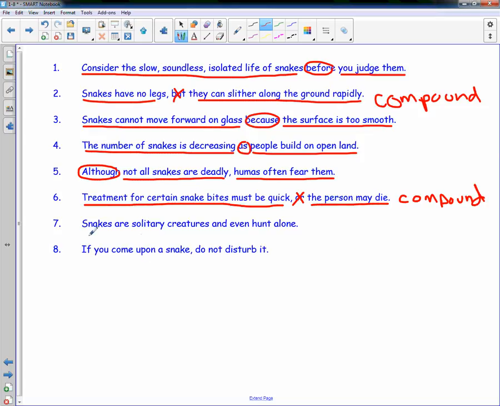Snakes are solitary creatures and even hunt alone. Snakes are solitary creatures is a sentence. Even hunt alone is not a sentence, so that is a simple sentence.